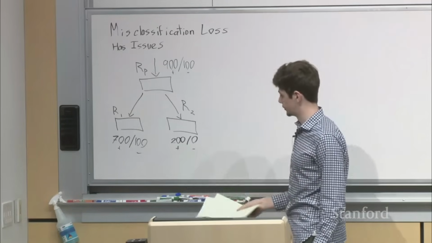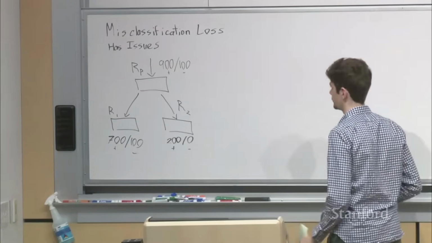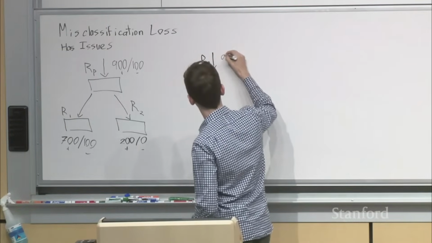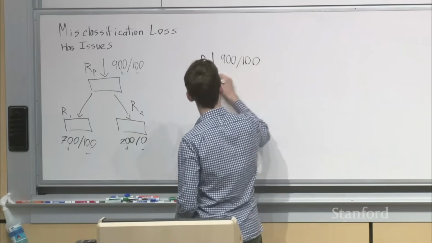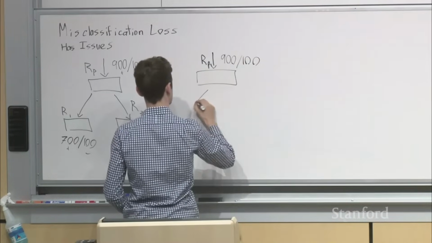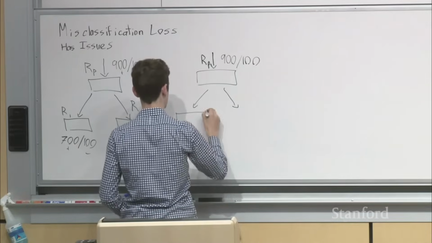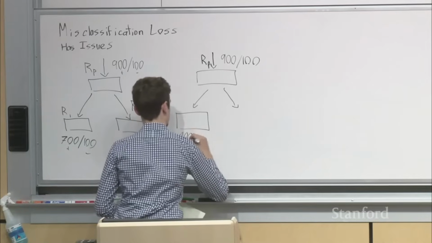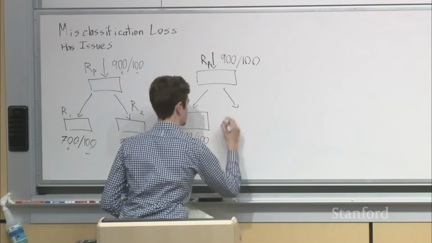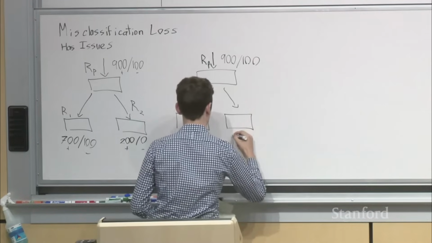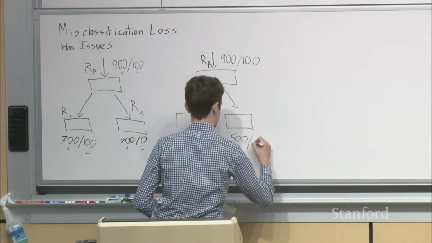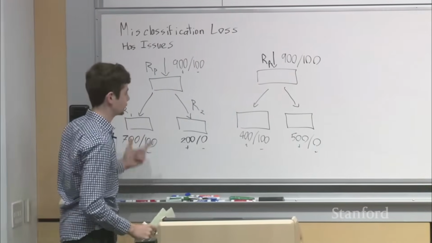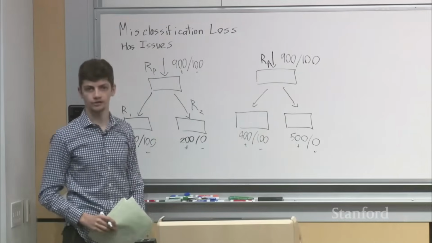Now, this seems like a pretty good split since you're getting out some more examples. But what you can see is that if you just drew the same thing again, right, RP with 900, 100, split. And say in this case, instead, you got 400 positives over here, 100 negatives, and 500 positives and 0 negatives. So most people would argue that this right decision boundary is better than the left one because you're basically isolating out even more positives in this case.